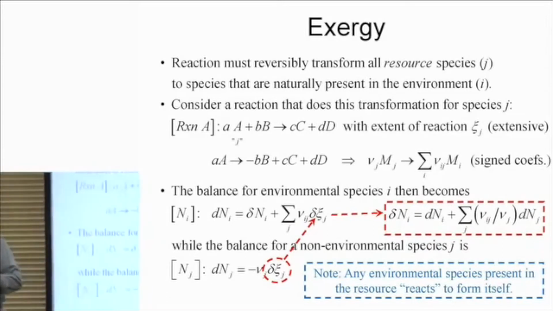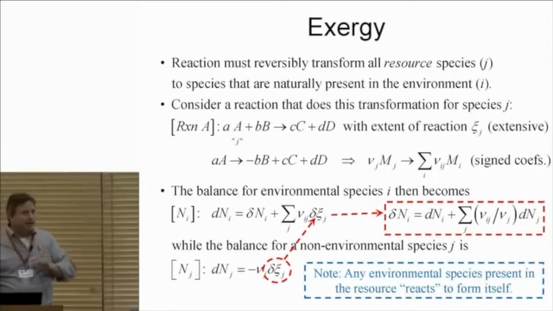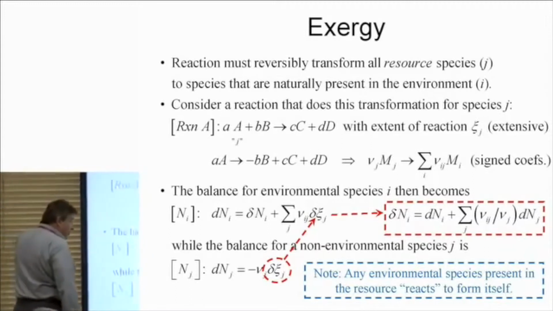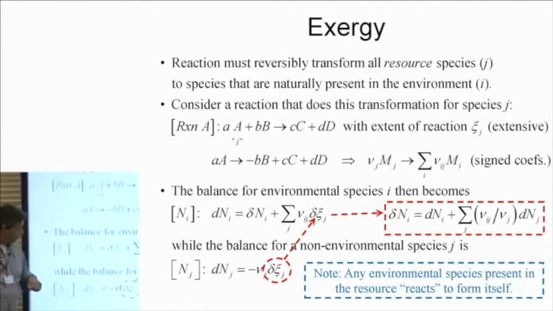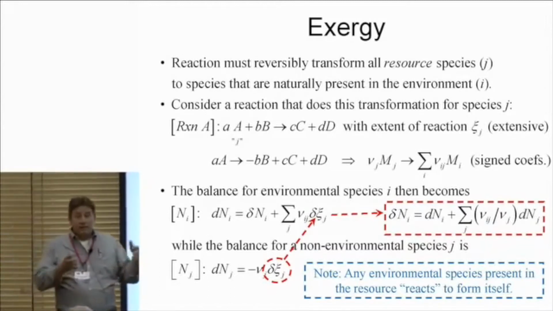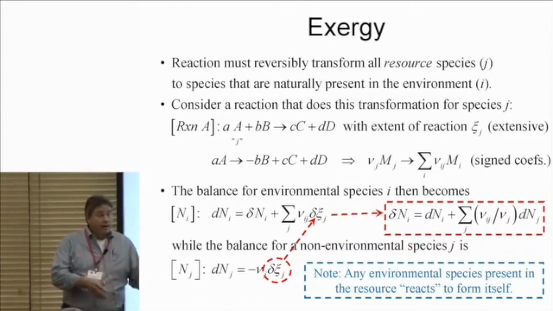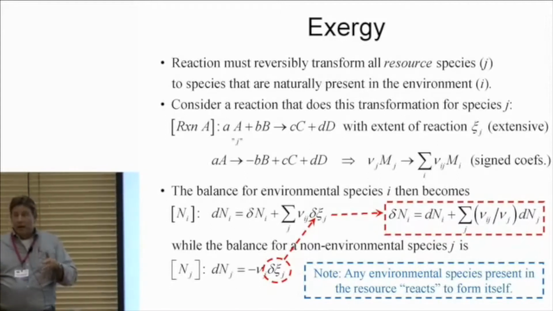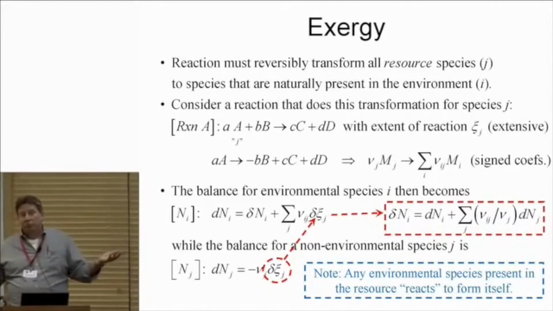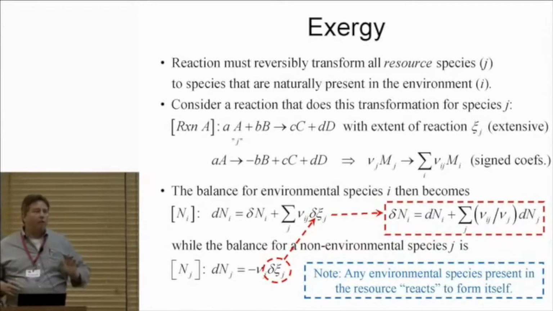Okay? A lot of bookkeeping. We're gonna get there. All right. And note, just in terms of convention, if I have an environmental species present in the resource, it reacts to become itself. So if I have isooctane and oxygen, then the oxygen reacts to become oxygen. Perfectly okay, just a way of tracking it. I'll force everything through the chemical reaction term.